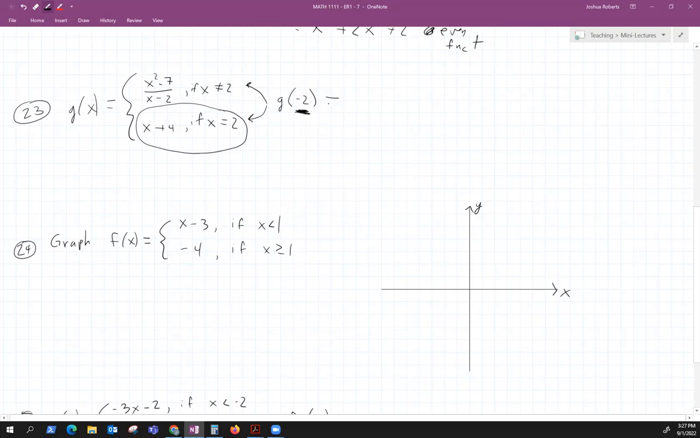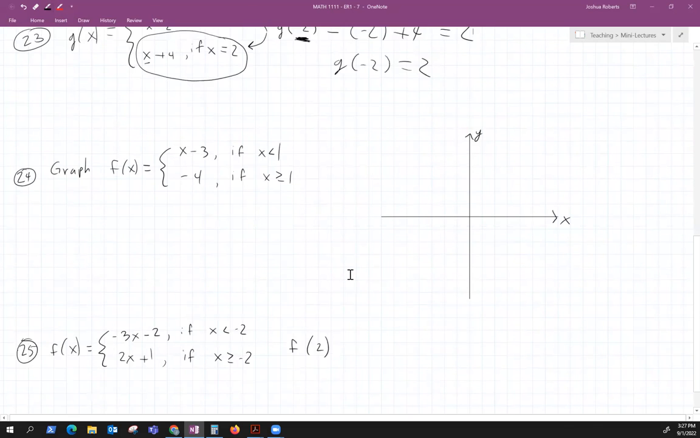So g of negative 2 is going to be negative 2 plus 4. All I did was plug in negative 2 where that x is, and that's going to give me 2. So that's the answer. g of negative 2 is equal to 2. For 25, I want to graph this piecewise defined function. This function changes definition at 1.